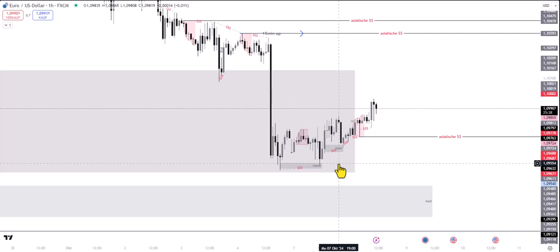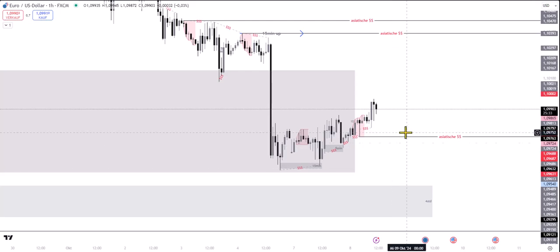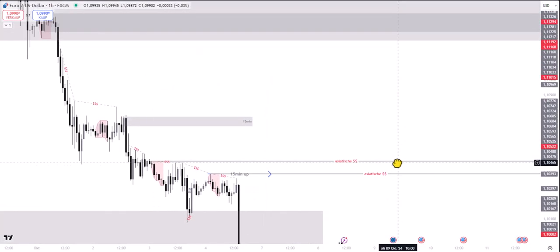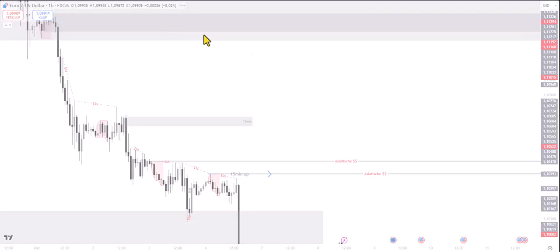So that's my analysis. Price might come here and sweep out this liquidity before going back up, or price might continue to go up, creating liquidity while it's trying to take out that liquidity, and come into this daily time frame.